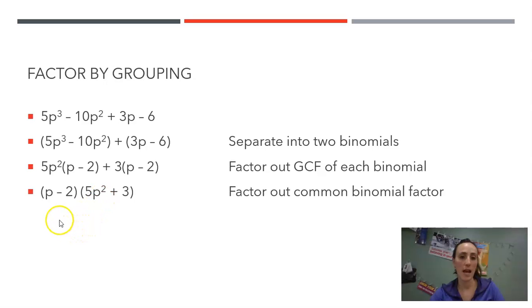Factored by grouping, I now have that this polynomial has factored to become p minus 2 times 5p squared plus 3.